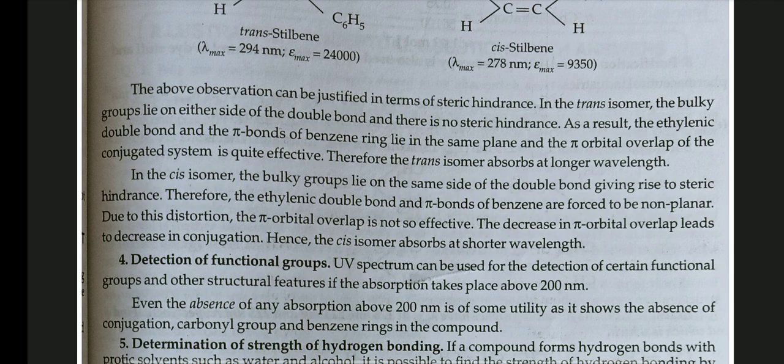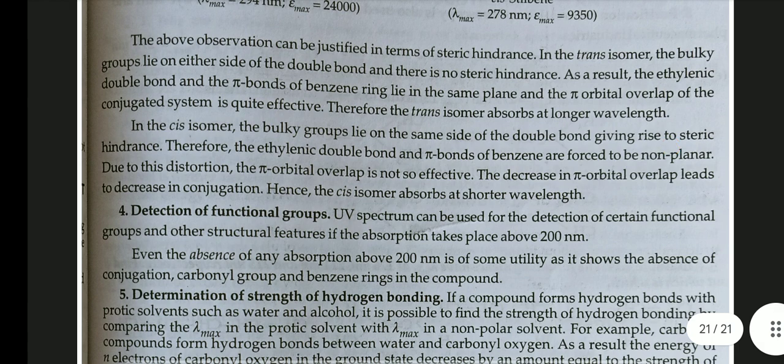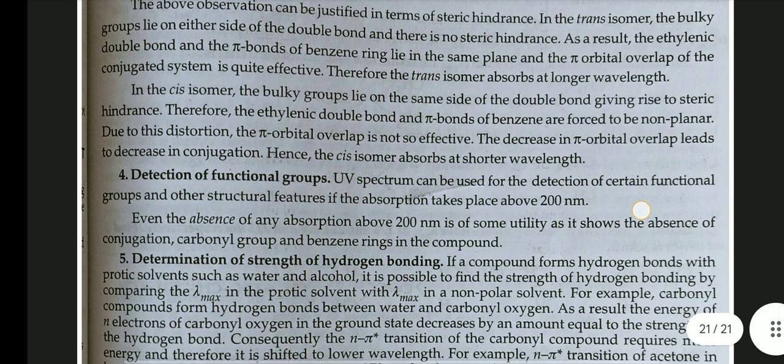Detection of functional groups. UV spectrum can also be used for detection of certain functional groups and other structural features. Even the absence of any absorption above 200 nanometer is of some utility, as it shows the absence of conjugation, carbonyl groups and benzene rings in the compound.